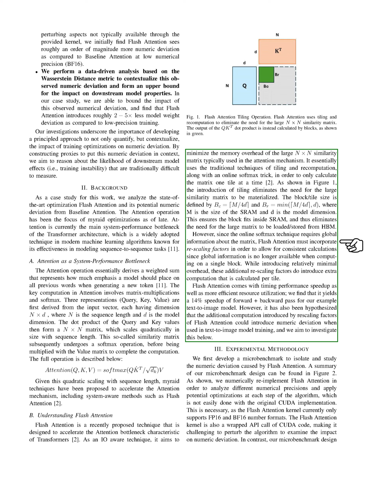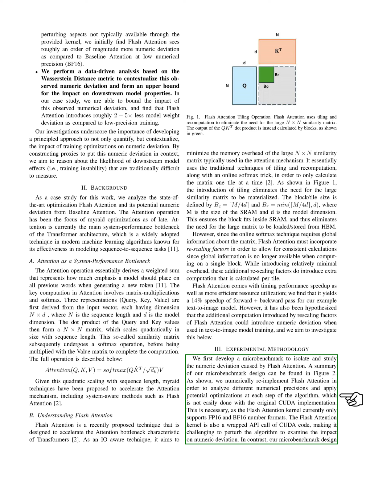However, the online softmax technique requires global information about the matrix, so flash attention includes rescaling factors to enable consistent calculations when computing on a single block. While these rescaling factors introduce some extra computation per tile, flash attention improves timing performance and resource utilization, resulting in a 14% speedup for our text-to-image model. We then move on to our experimental methodology.